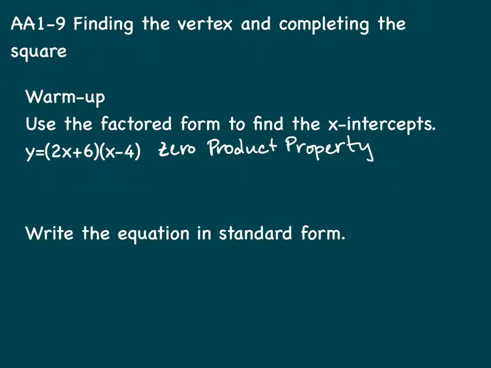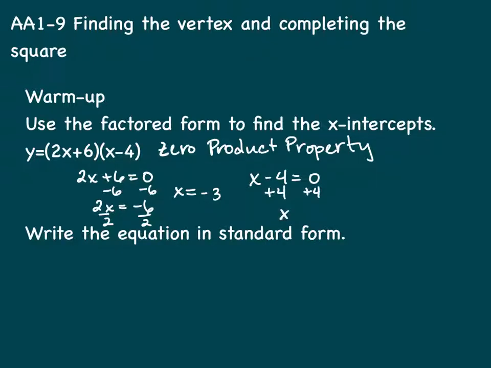So, 2x plus 6 equals 0. Subtract 6 from both sides, so 2x equals negative 6. Divide by 2, and I've got x equals negative 3. That's one of our x-intercepts, and I'll explain that part in just a minute, which I kind of glossed over. x minus 4 equals 0. Add 4 to both sides, so x equals 4. So my two x-intercepts are negative 3 and positive 4.